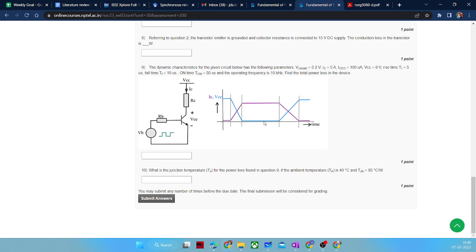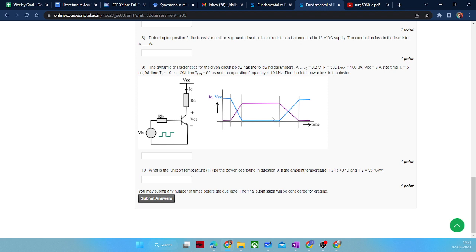T on is just this 50 microsecond conduction period. The turn on time is 10 microsecond, and the turn off time is this one, 5 microsecond, and the total time is your 10 kilohertz, 1 by 10 kilohertz will be 100 microsecond. So D means 0.5. Okay, we have excluded the turn on and turn off time; it is not included in the D.